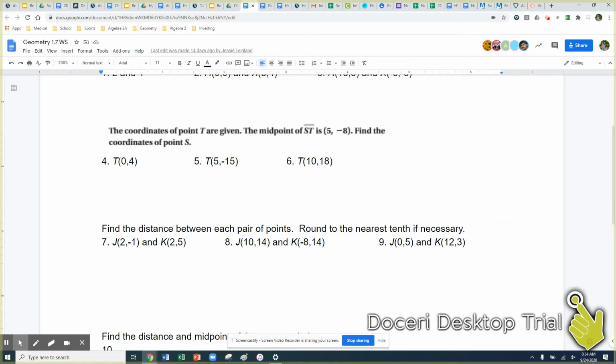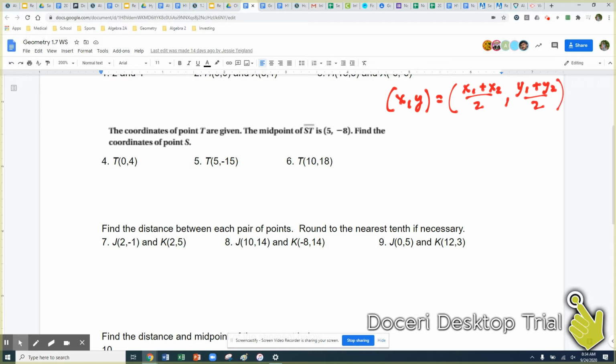So in problem 4, 5, and 6, again, I'm going to draw a picture of what's happening so we can visually see how we're going to be using this midpoint formula. We're not actually going to be finding the midpoint of the two pieces we're given. We're actually going to be finding what is the other endpoint of this segment that we're dealing with. So we'll get that up there just for reference.